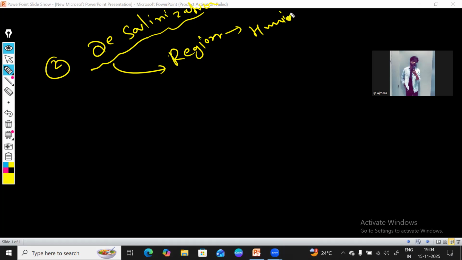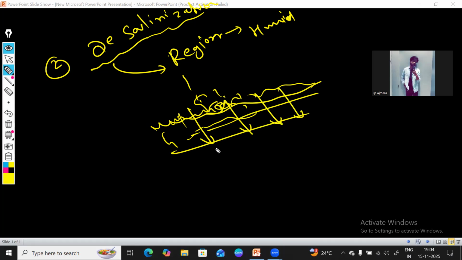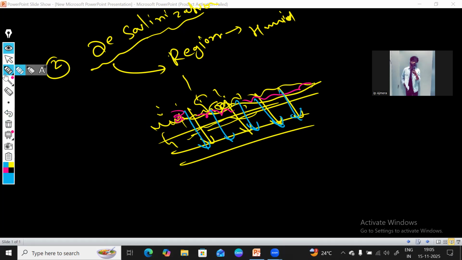What would happen in a humid region? Imagine that there are a lot of salts in the soil or on the soil surface. Rainfall would happen, so these salts will be dissolved in the water. They'll go inside the soil profile. These are the horizons. With the water, these salts will go inside the soil profile through the process of leaching.